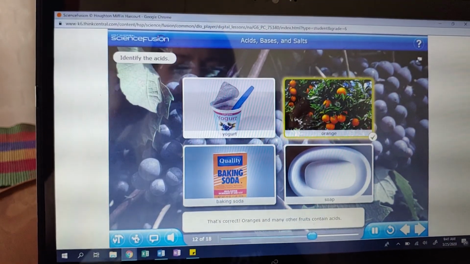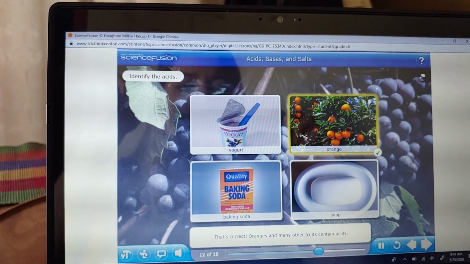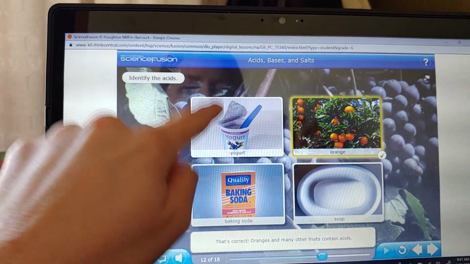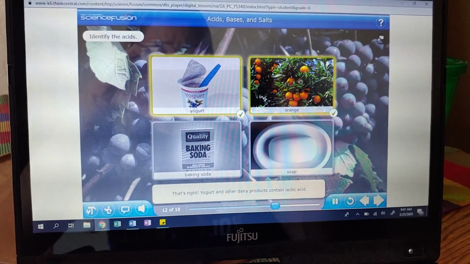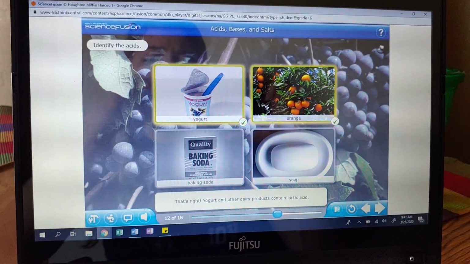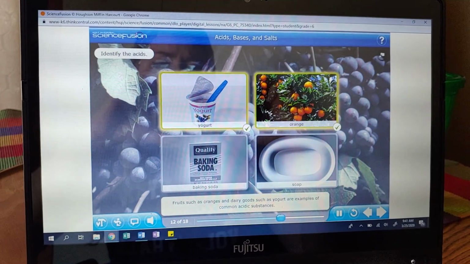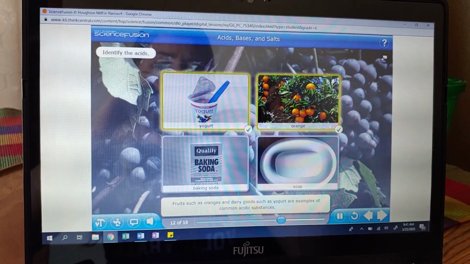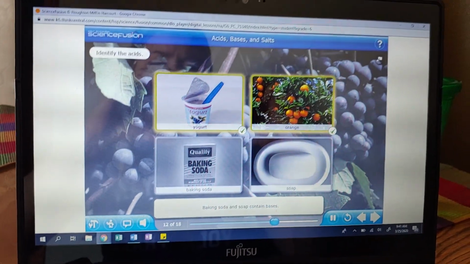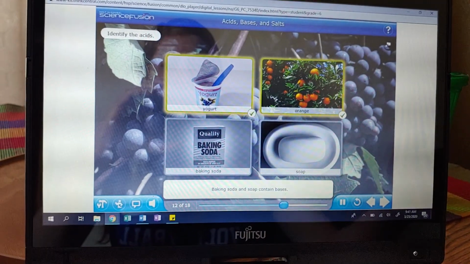That's correct. Oranges and many other fruits contain acids. That's right. Yogurt and other dairy products contain lactic acid. Fruits, such as oranges, and dairy goods, such as yogurt, are examples of common acidic substances. Baking soda and soap contain bases.